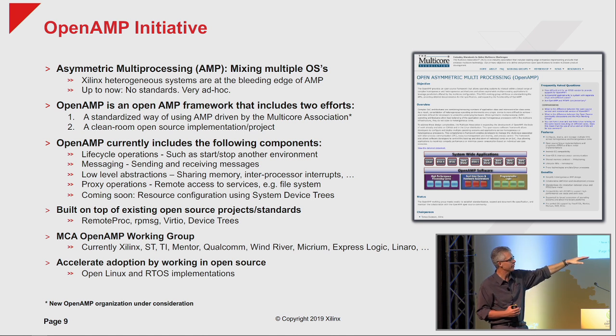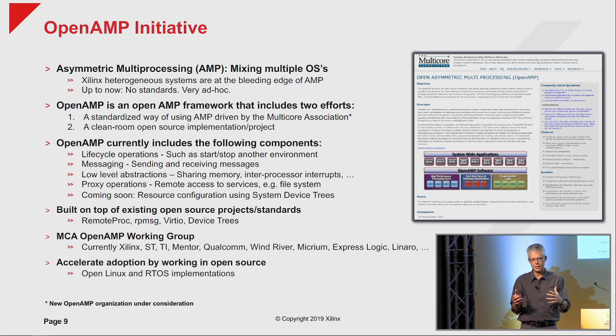So OpenAMP is currently doing these things, the lifecycle and messaging. We have a low-level abstraction layer that abstracts things like memory and inter-process interrupts to make it easier to port your operating systems to the different environments. In the group right now, there are a bunch of companies: ourselves, Xilinx, we have TI, ST Micro, Mentor Embedded, Qualcomm, Wind River, Micrium, and so on. There's a bunch of people. Some people are actively contributing code. As usual with open source projects, there are a lot more people that are using it.